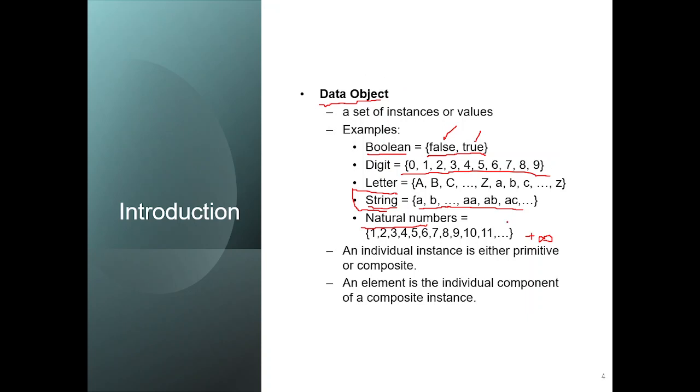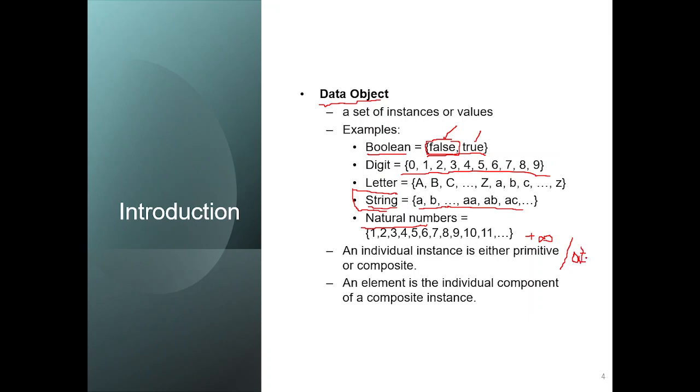Now, an individual instance like this can be primitive or atomic. Primitive or atomic means this is the most basic part of it. Primitive, or another term for it is atomic. Now what is an atom?